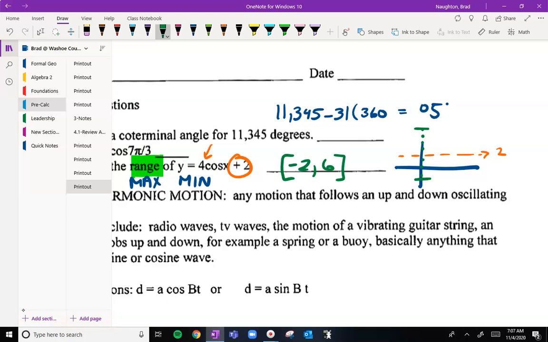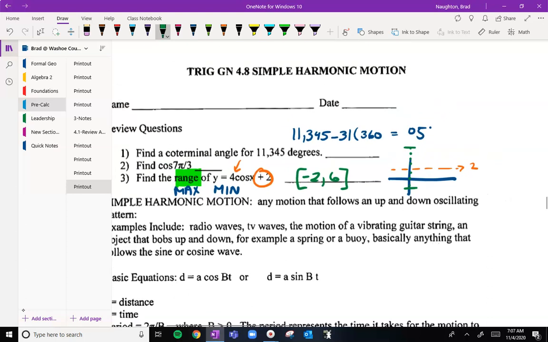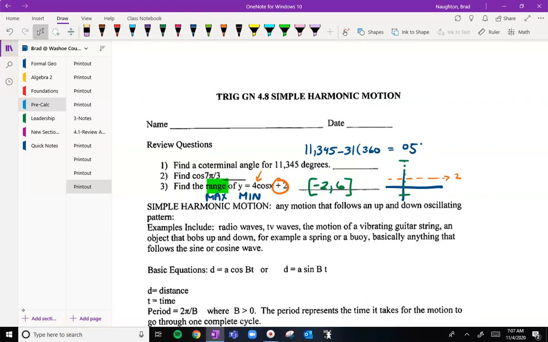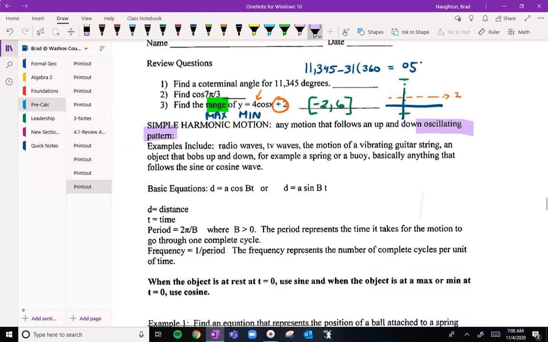Alrighty. Now that our brains are pumped and ready to rock and roll, let's do some simple harmonic motion, or any motion that follows an up and down oscillating term. Oscillating. That sounds like sine and cosine. Yup. Hence why we're doing it right after sine and cosine, and then we'll go back and do tangent, cotangent, secant, and cosecant. Okay? So really this is our sine and cosine. So this is the application or the modeling part.